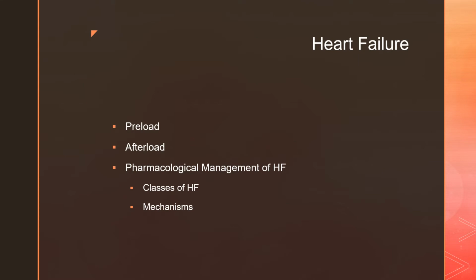Class 3, again, has cardiac disease, but this is marked limitations during physical activity. And the final class would be 4, and this is cardiac disease. Clients are unable to perform physical activity, and they now have symptoms at rest. When we're thinking about mechanisms of pharmacology, ultimately the drugs that we're going to discuss are going to either slow the heart rate down, increase the contractility, or they're going to reduce the myocardial workload on the heart.